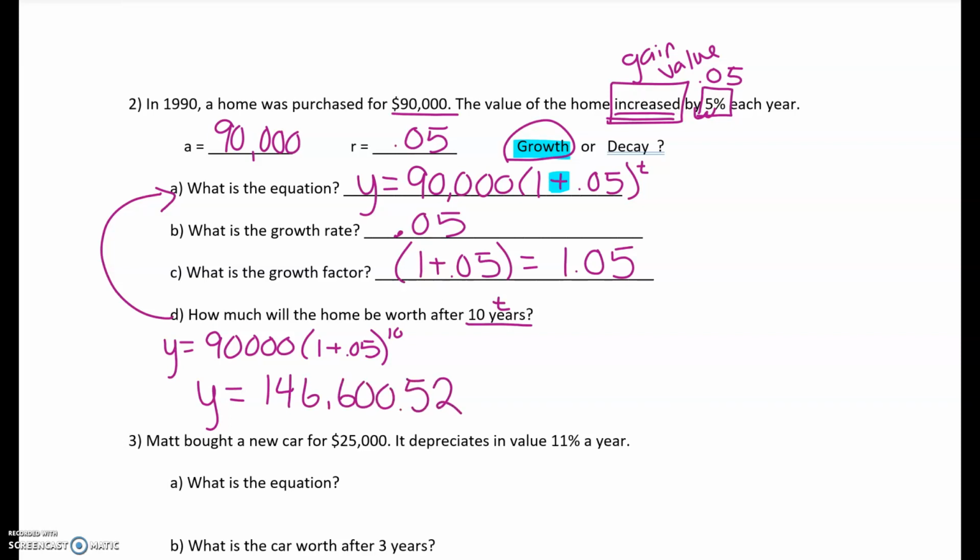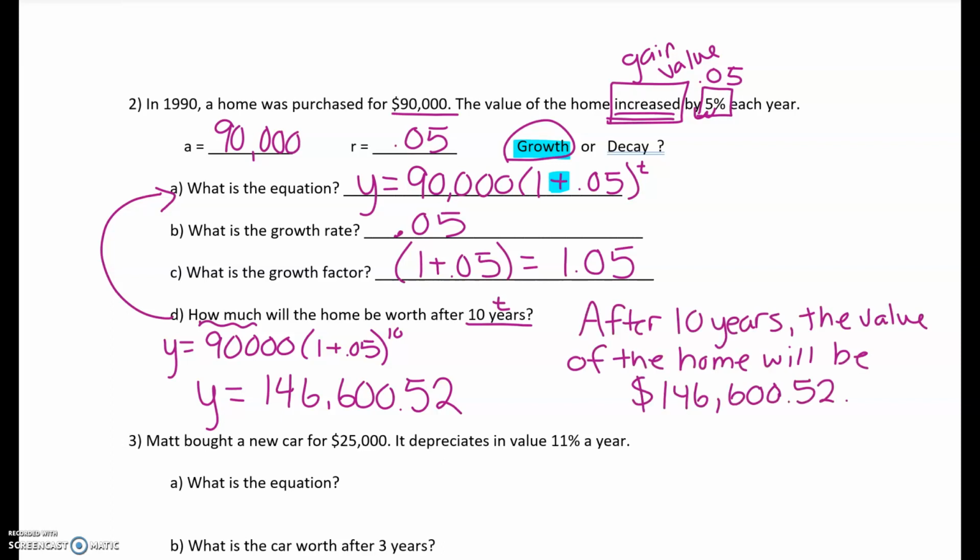$146,600.52. Again, this is money. So we're rounding to 2 decimals. And let's go ahead and write a sentence. All right, so after 10 years, the value of the home will be $146,600.52. Notice that this money amount is larger than that initial value of $90,000 because it was gaining value, so it should be bigger.